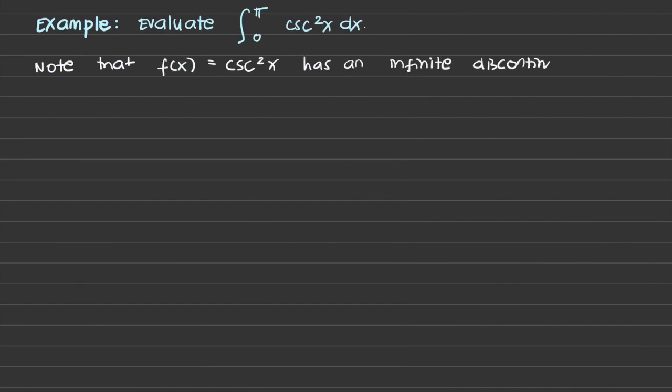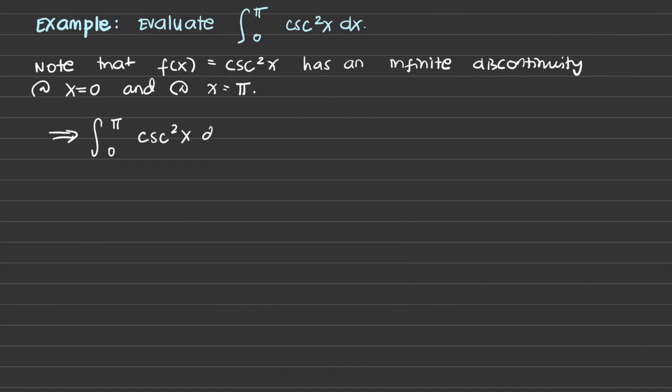So for our last example, let's evaluate the integral from 0 to pi of cosecant squared dx. So note that our integrand, cosecant squared x, has an infinite discontinuity both at x equals 0 and at x equals pi. So this, we cannot replace with a limit all at once because both ends have a discontinuity. So what we will do, similar to what we did for the previous example, is split it somewhere inside the domain of cosecant squared x. So, for example, split it in the middle at pi over 2.